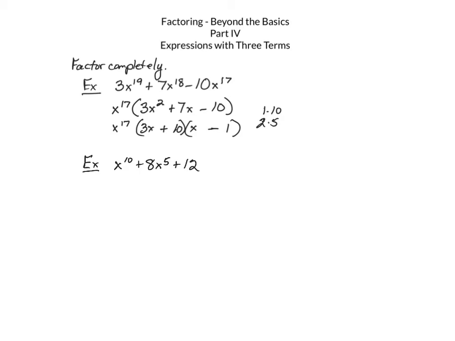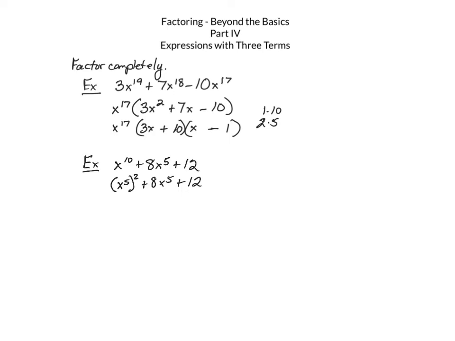We look for a common factor first. I don't see a common factor besides 1, so then we move on. But it is an expression with three terms, although it is not quadratic. But it is what we call quadratic in form, and I'll show you why. If I were to rewrite this problem as x to the 5th squared plus 8x to the 5th plus 12, we would say this is quadratic in x to the 5th. In other words, with respect to x to the 5th.